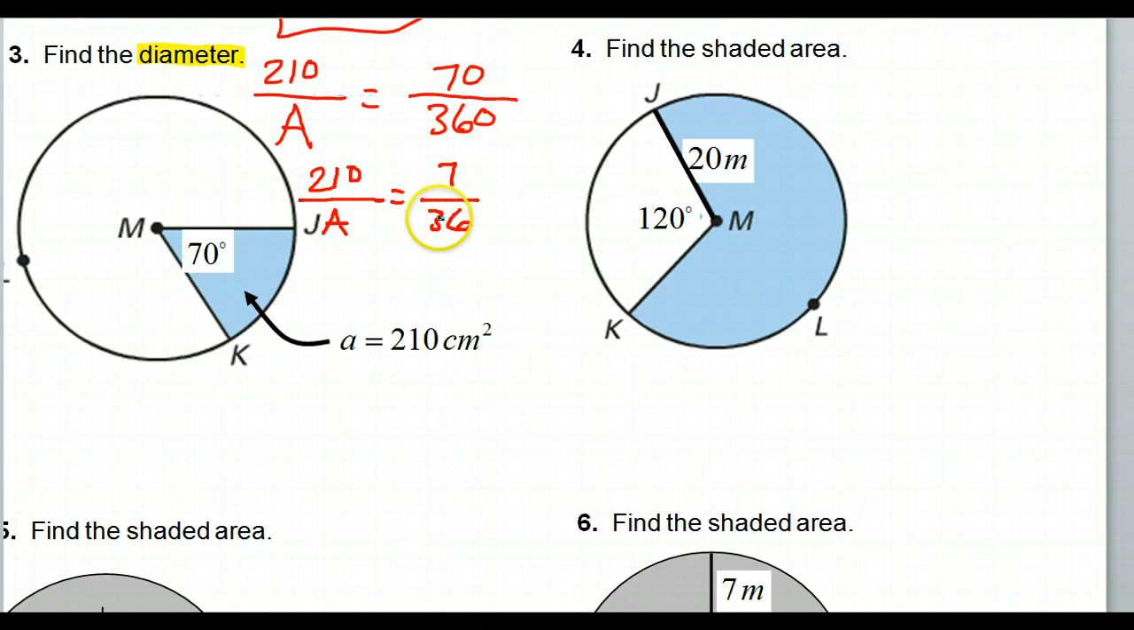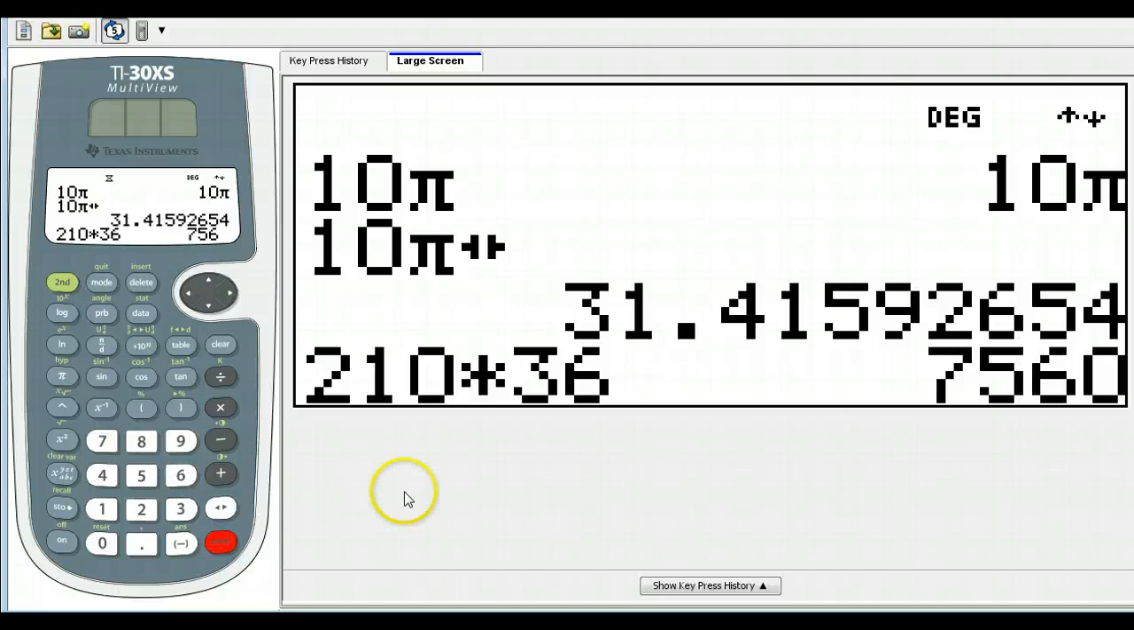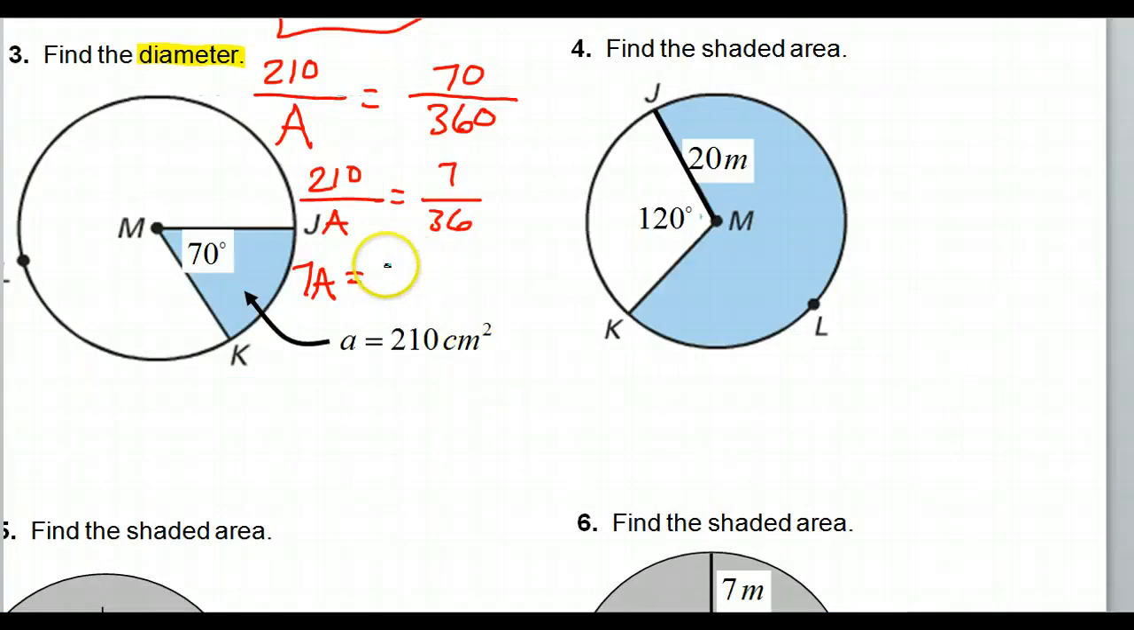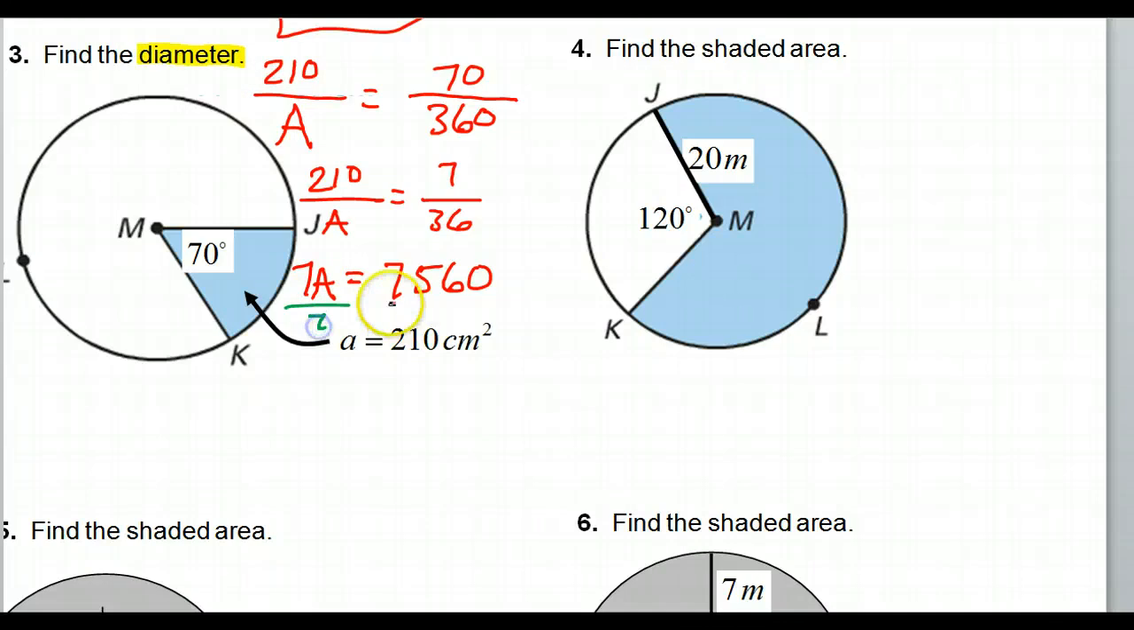So that reduces to this. So 7 times A as I cross multiply will be 7A. 210 times 36 is 7,560. Now I shall divide both sides by 7, and that's going to give me my area of the whole circle. So divide by 7, divide by 7.